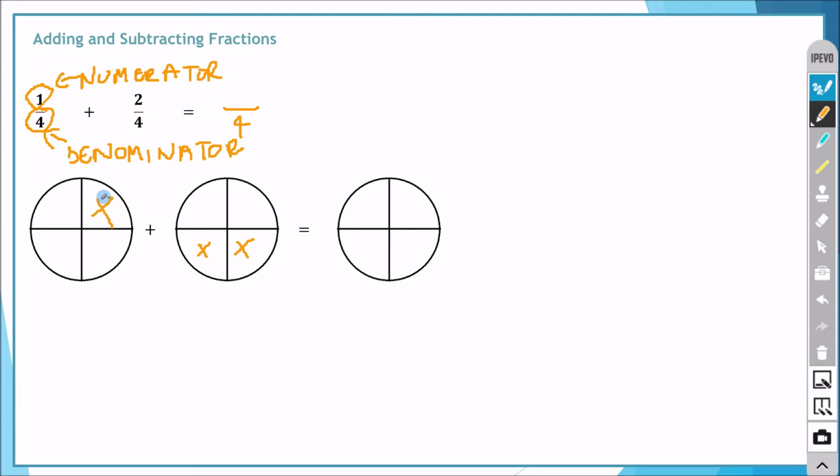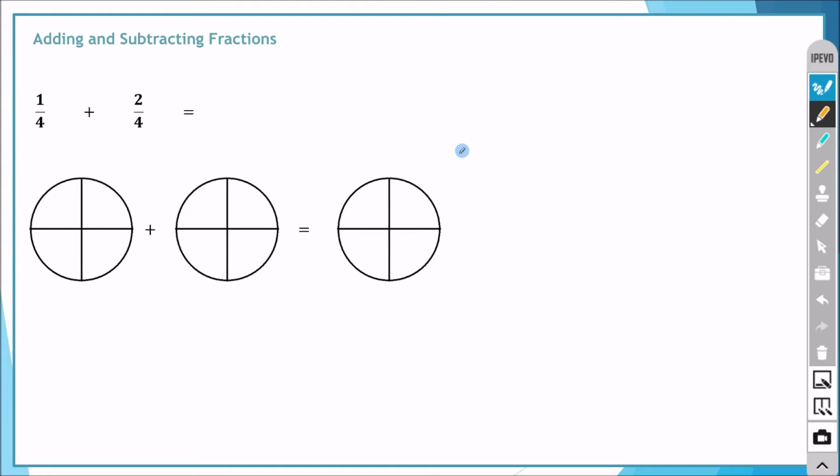So then what do we do? So we've got 1 piece here and 2 pieces here. We see that we're adding the numbers together, so we end up with 1 from here and the 2 from here. So that gives us a total of 3 out of 4. And that's the answer to the question, 3 out of 4.